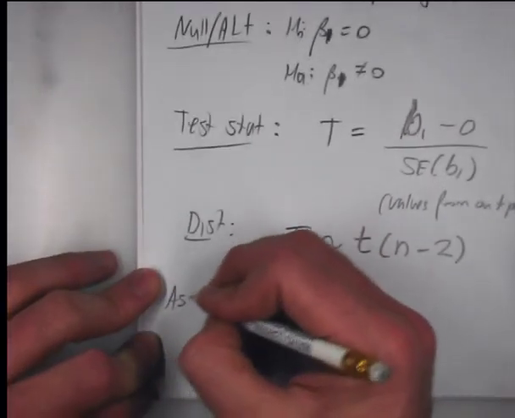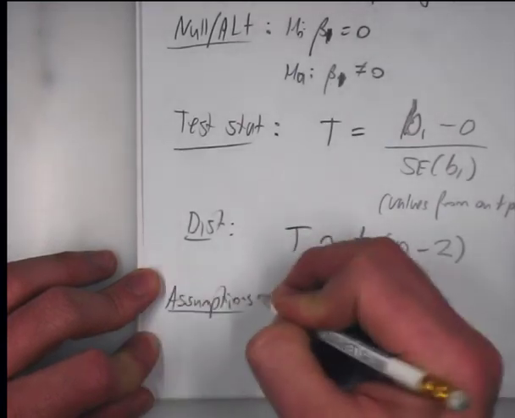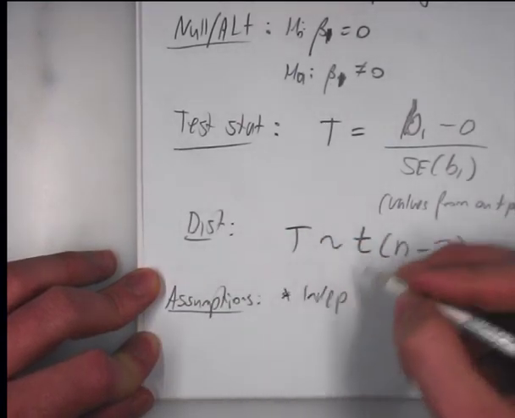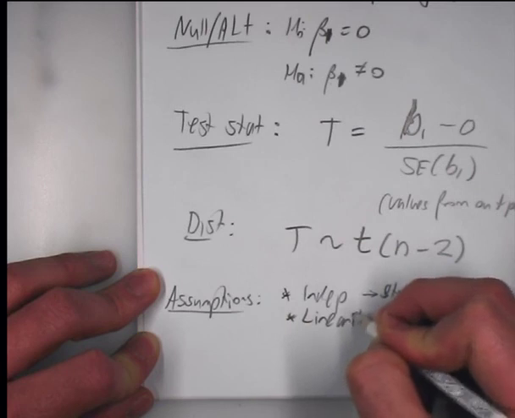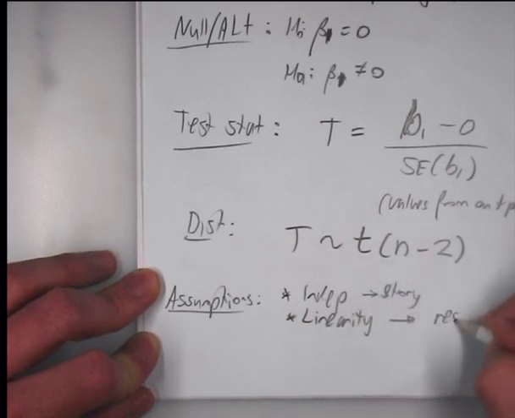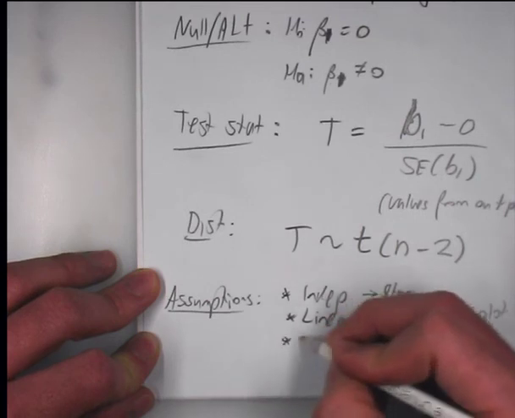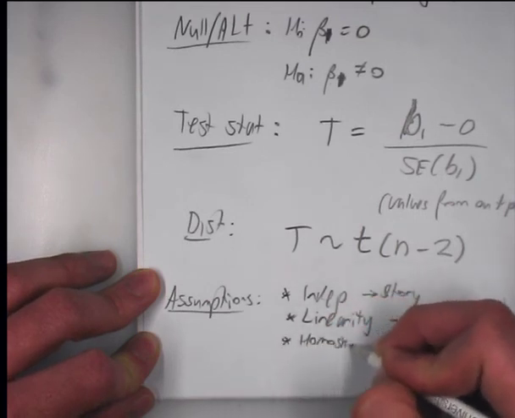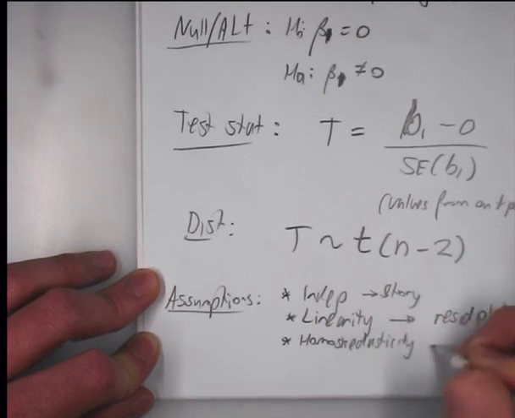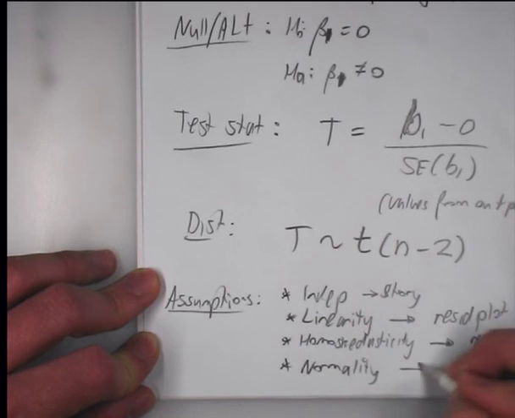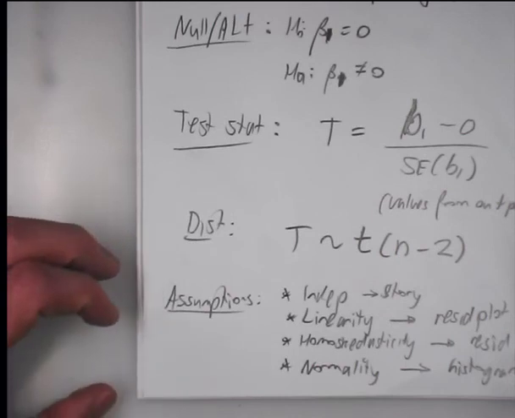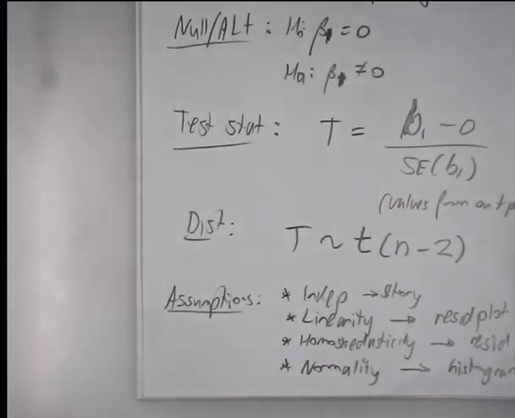And assumptions: independence, which is from the story; linearity, which is from the residual plot; homoscedasticity, which is also from the residual plot; and normality, which is from the histogram. That is all of the hypothesis tests in Statistical Practice I.